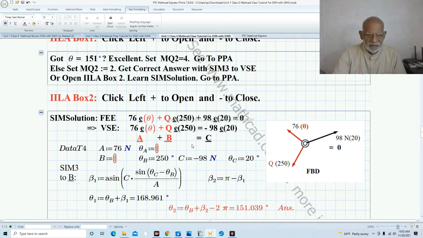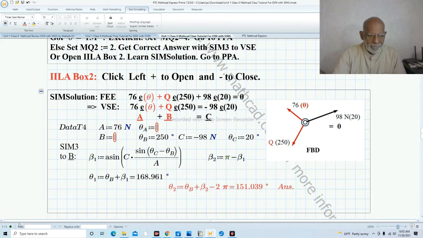So make sure that C is minus here, okay? And then you will find out beta 1 and then beta 2. Then we have calculated theta 1, that is theta A1, we can say it like that. Okay, we got the values. Here we are asked the least value, therefore this is the answer.